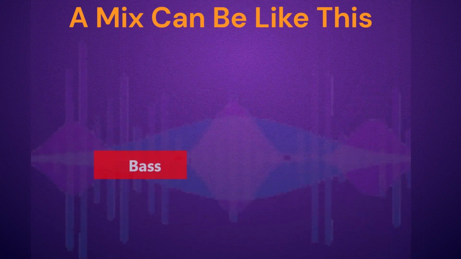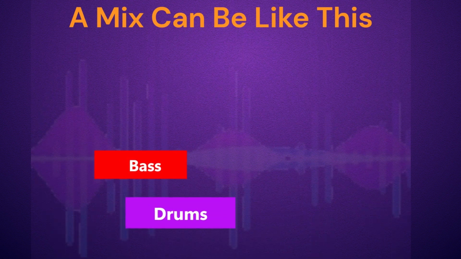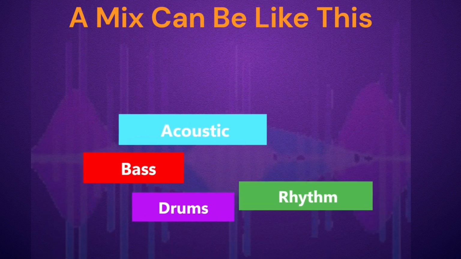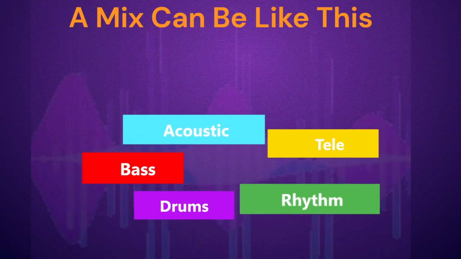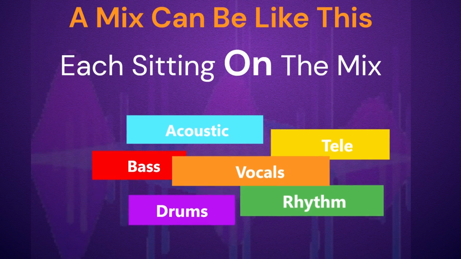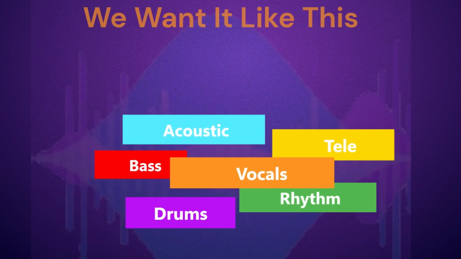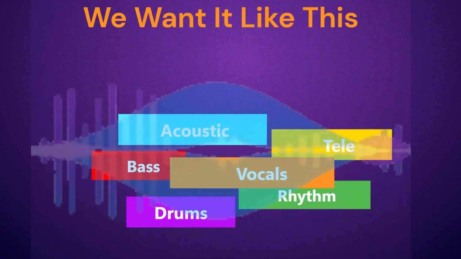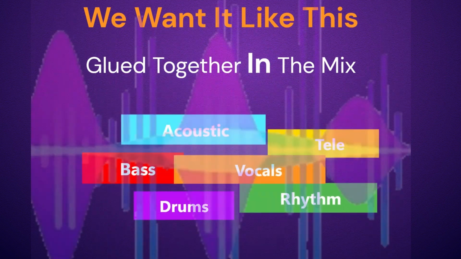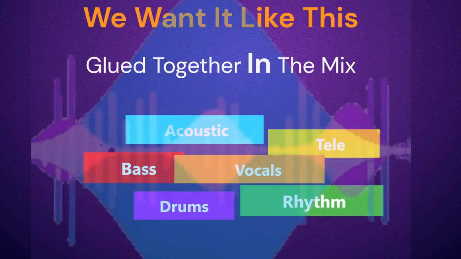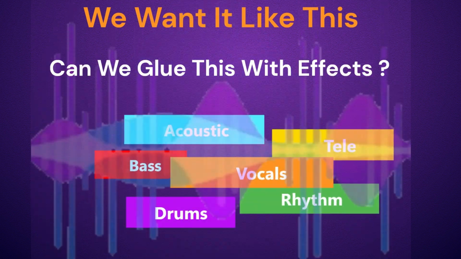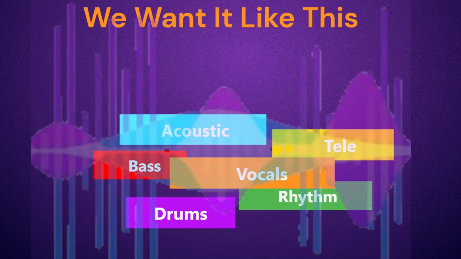Now, a track can be like this, with all the separate instruments all playing along, but standing alone in a sense, each holding their own ground. And the more we add, each one is adding more and more individual elements, each sitting on the mix. What we want it to be is like this, where it sits in the mix rather than on the mix, and that's what we refer to as the glue. So we're going to now see if we can use some of these time-based effects to glue the mix together.